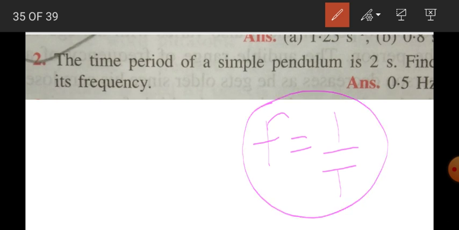Now check this one out. Time period of a simple pendulum is given as 2 seconds. Find out the frequency. Time period is given, 1 by 2, that will be 0.5 hertz. This is homework for you. Now let's solve this one.